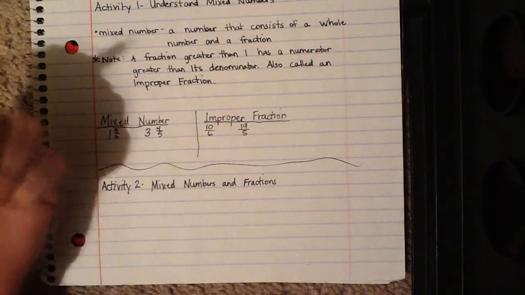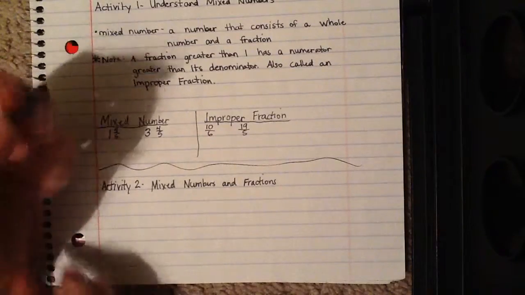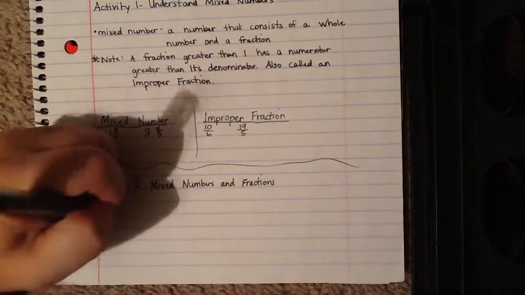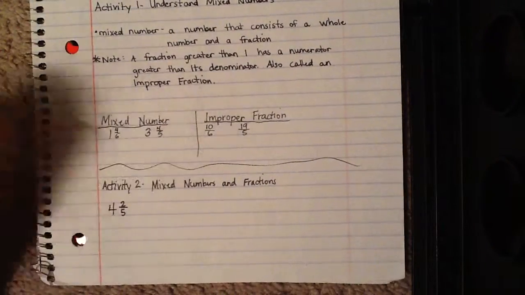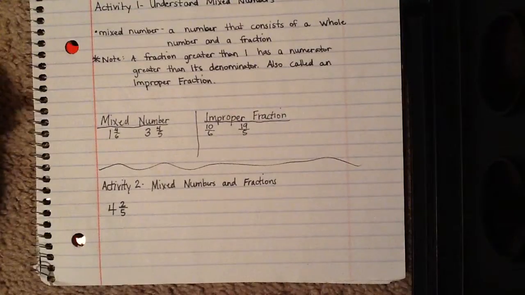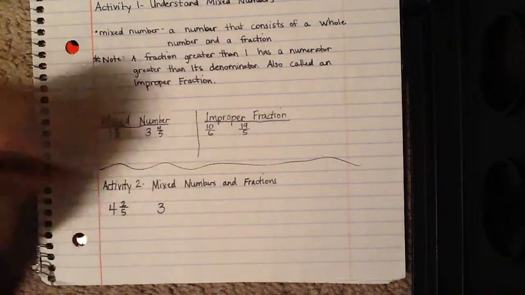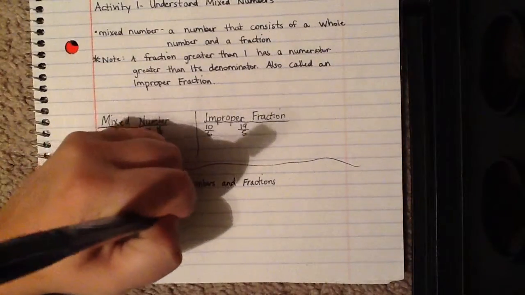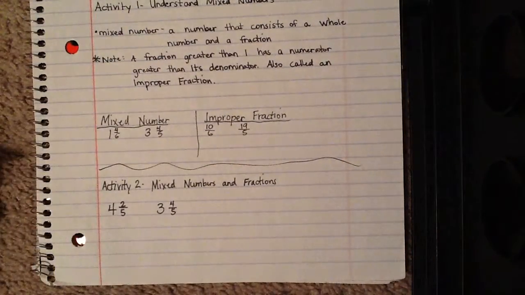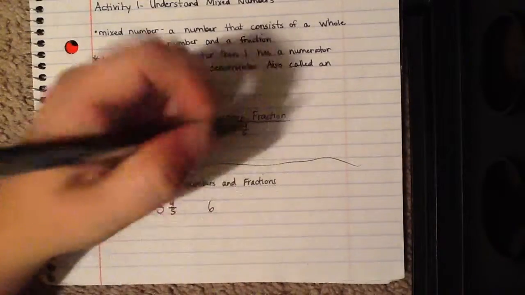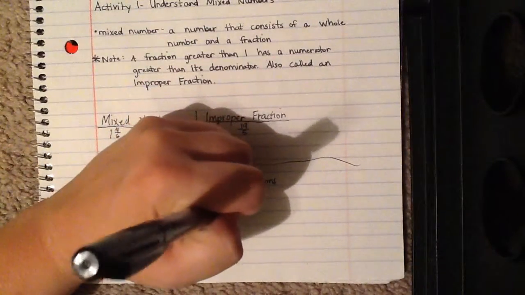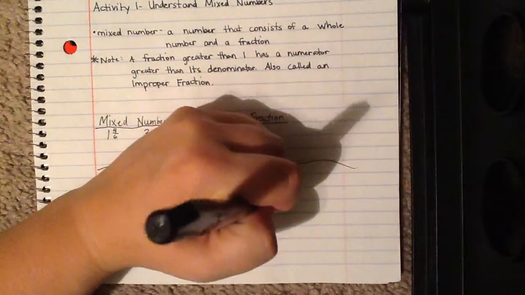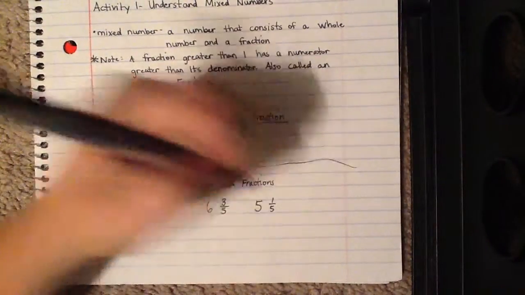In your journal, I would like you to write the following numbers: 4 2/5, 3 4/5, 6 3/5, and 5 1/5.